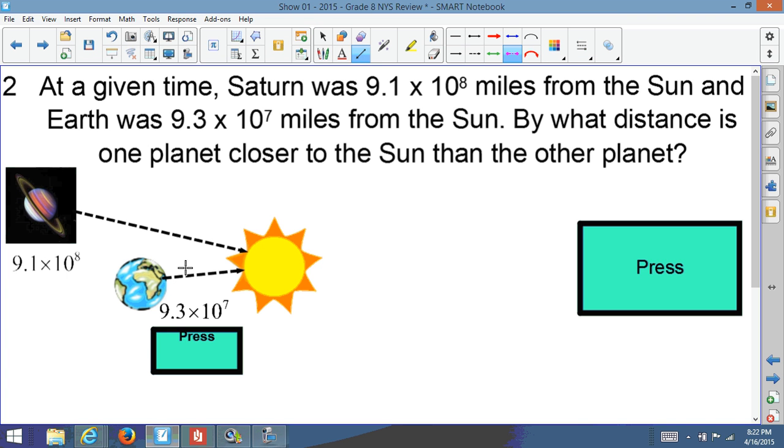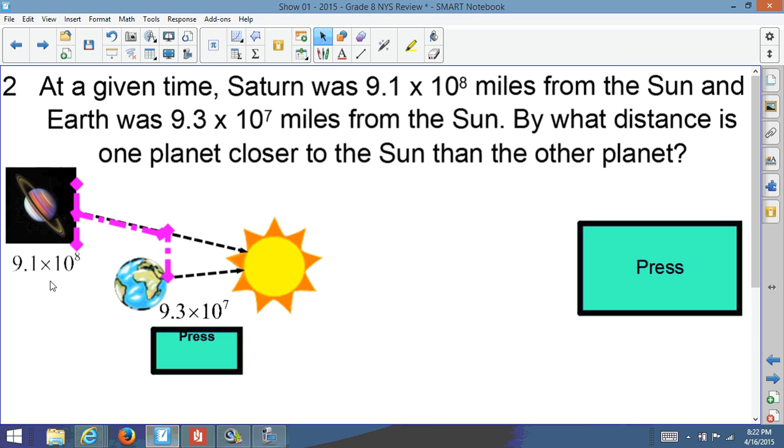So let's get a marker. So the distance from the Sun to the Earth is right there. And let's draw a little line to show where it starts and its distance, and here where it starts and its distance from the Sun to Saturn. So we're looking for the difference between these two. What distance is that? So since we're looking for a difference between these two, we have to subtract these scientific notation numbers.